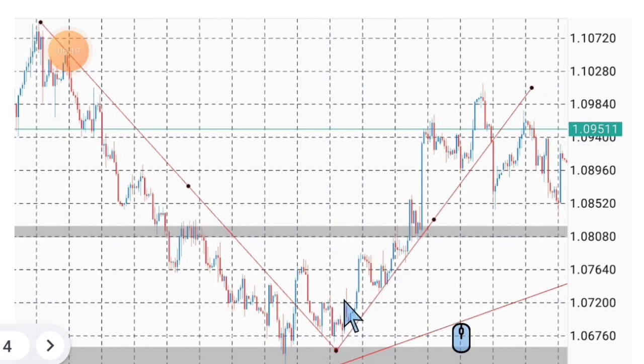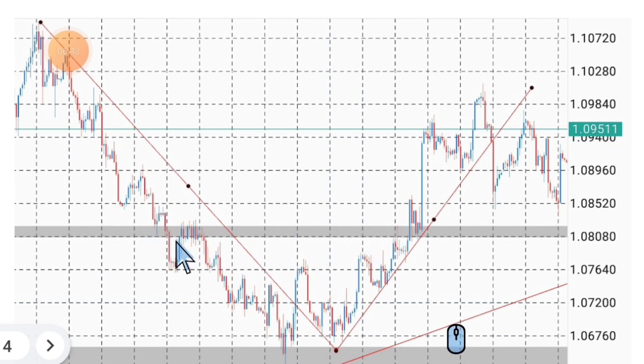Now you can see at this point here where price came close to this trend line, it found a resistance and went down. When price came here, it found a support here, but here support became resistance. I'm sorry, this is a resistance. Sorry, it found a resistance here and then came here.